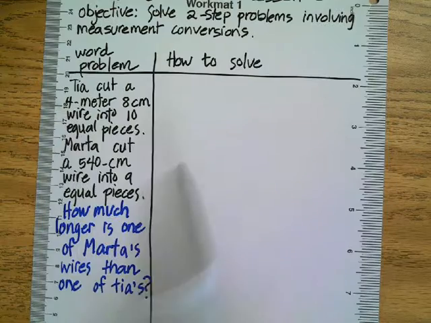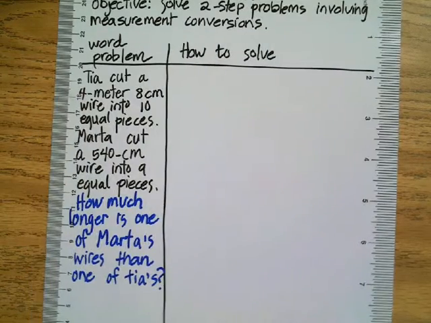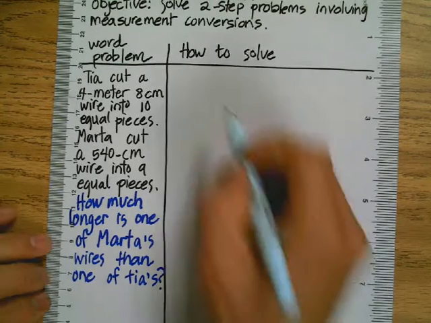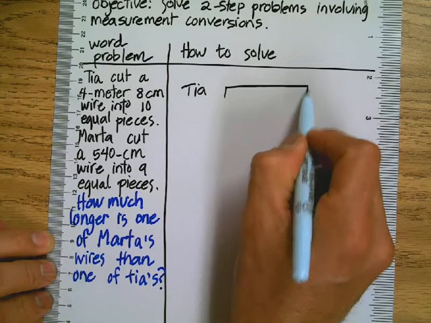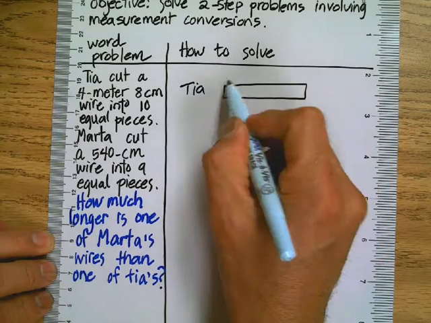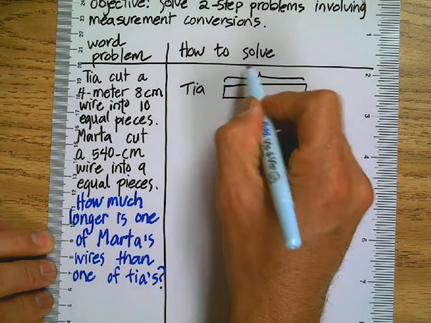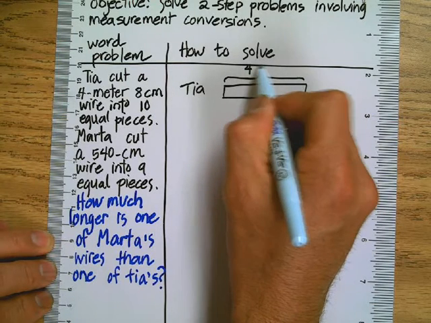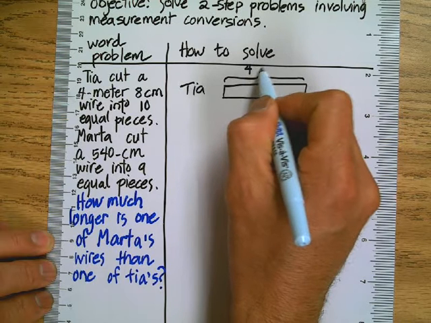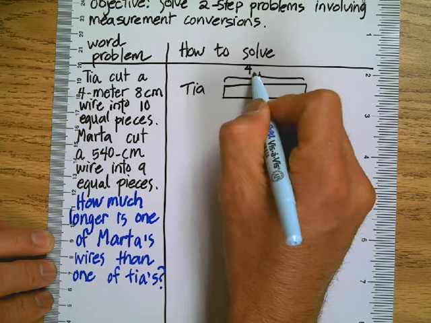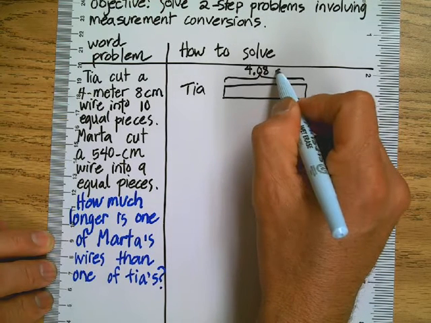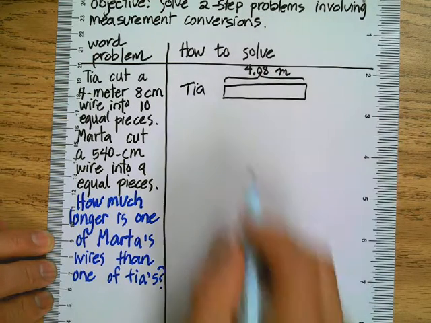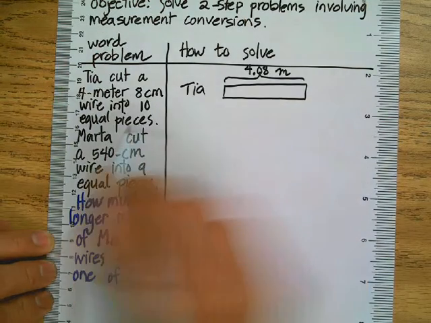Look at this. Tia cut a 4.8 meter wire into 10 equal pieces. So this is Tia. Let's make a picture. It's going to help us visualize what we need to do. So the whole thing is 4 and 8 tenths meters. The way you write that in decimal form is 4.8. That means 4 and 8 out of 10 meters. And Tia cuts that into 10 pieces.